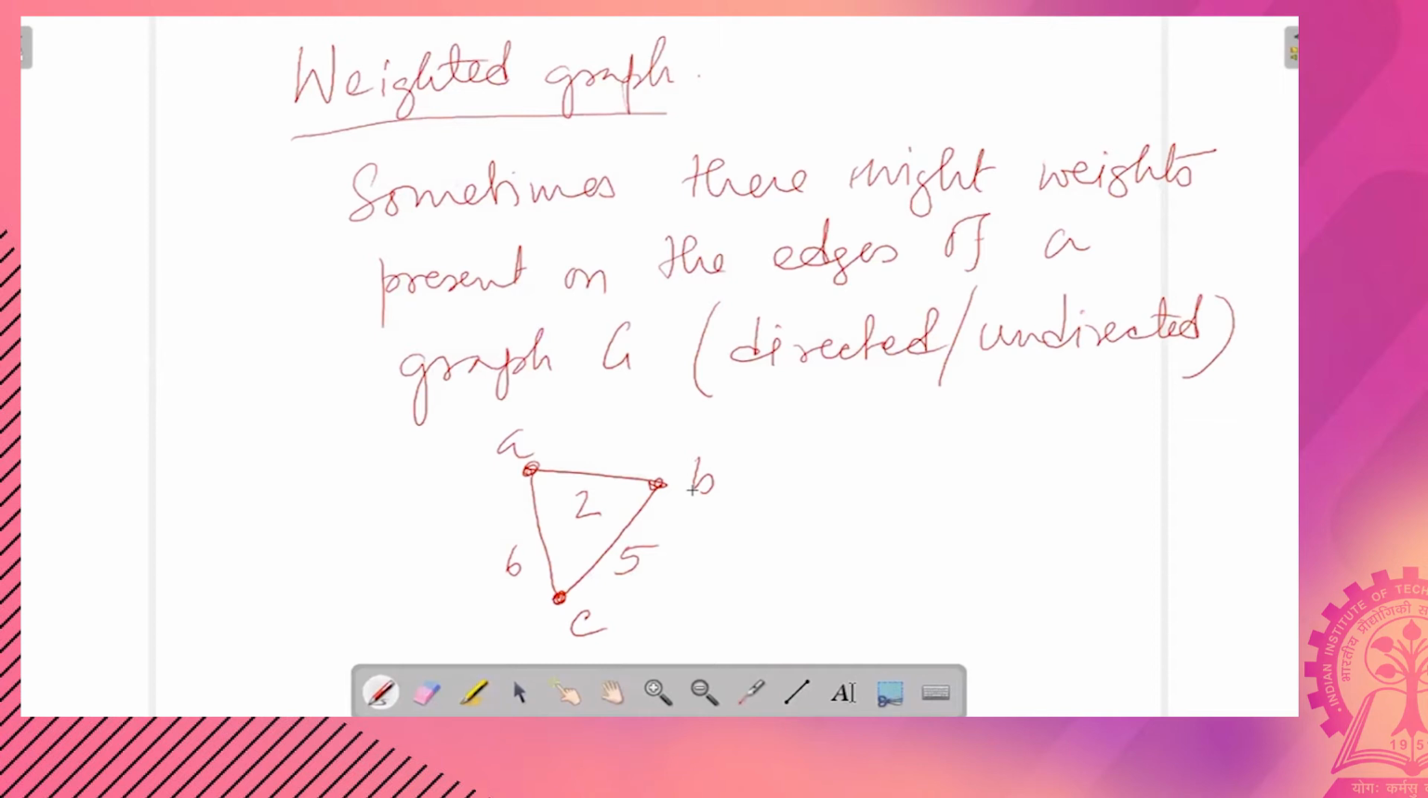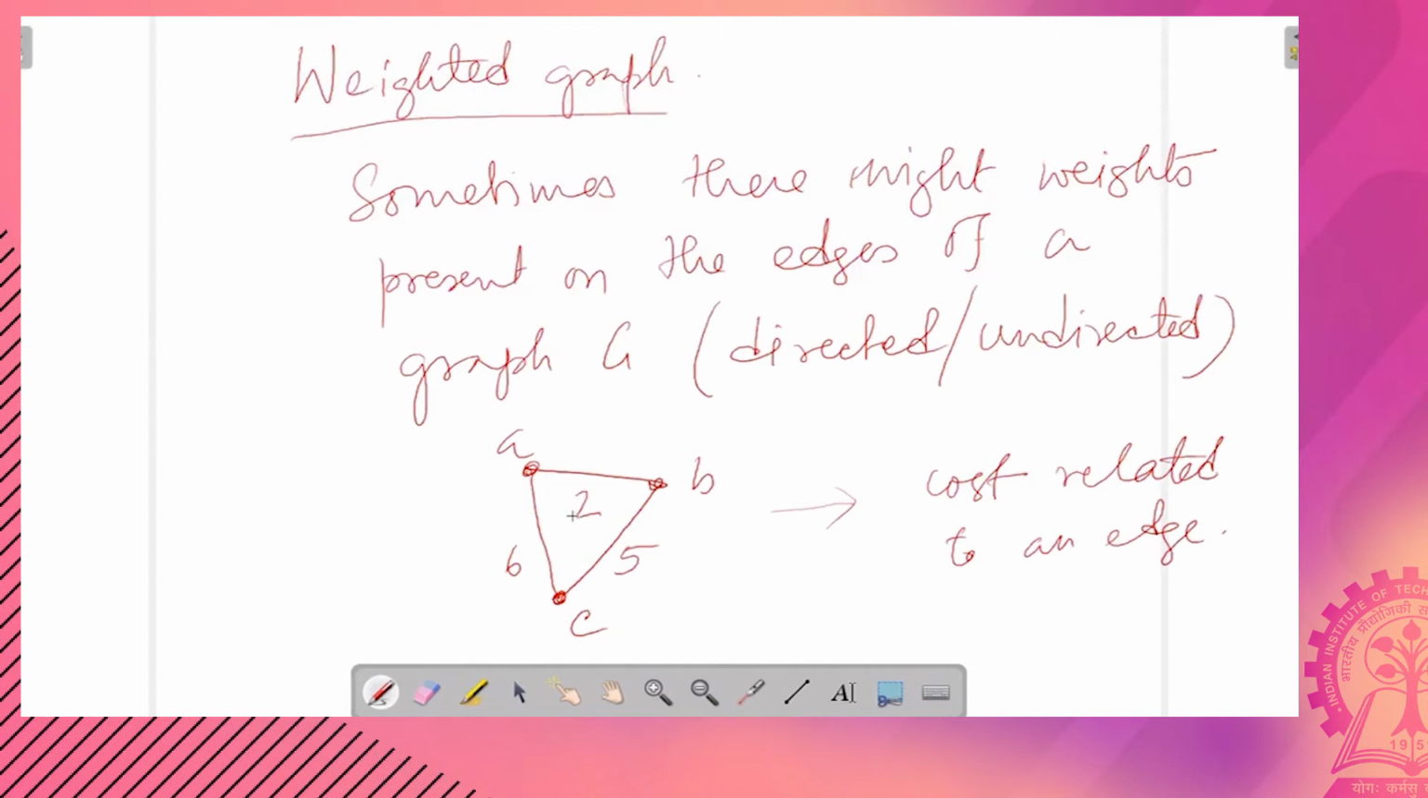Now, why are such graphs useful? These kinds of graphs could actually indicate the cost related to an edge. So suppose your real world problem is modeling distances or modeling roads across cities. These edges could represent the distance from city A to city B, and so this number on the edge is showing that the distance between city A and city B is 2 units. Distance between city B and city C is 5 units. Distance between city A and city C is 6 units. So there could be various such interpretations of the weights on an edge.